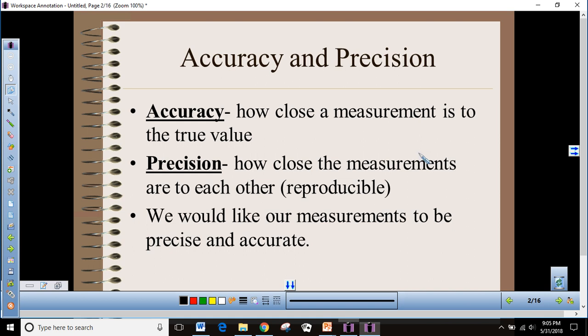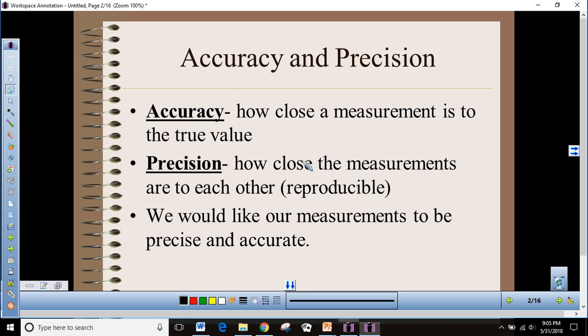If you're accurate, that means you're really close to the true measurement of that item. For example, if you were weighing something that really weighed 200 grams and you put it on a scale and it said 198, then you are close to being accurate, but not exactly accurate because it is really 200 grams. So accuracy is how close you are to the true measurement value.